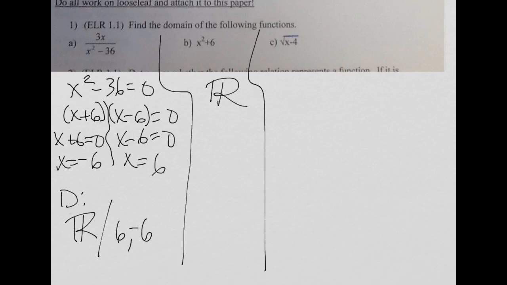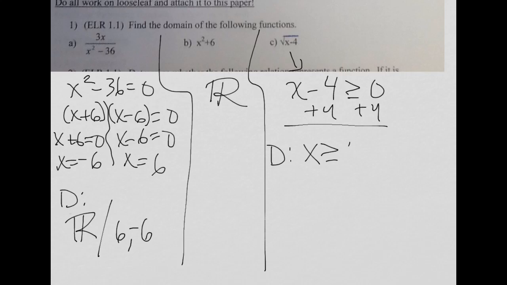For part c, that's a square root symbol. We could only have positives and a 0 value under the square root. So whenever you see a radical, we take out what's underneath, we make it greater than or equal to 0, and we solve that like a regular equation. So my domain for this problem is all my x's are greater than or equal to 4.